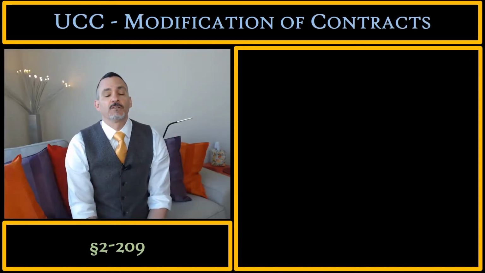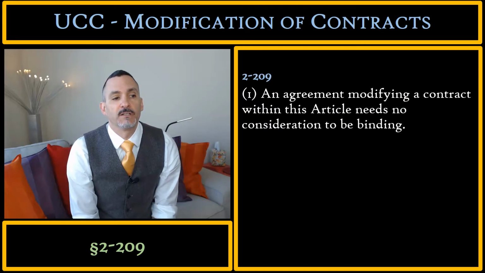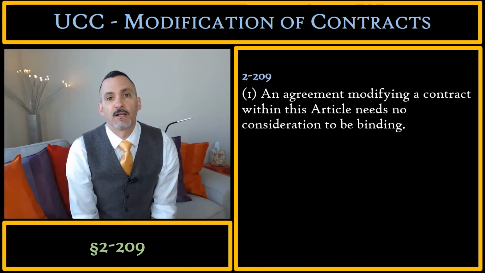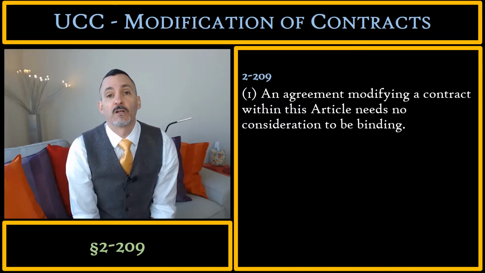All right, first let's look at 2-209 of the UCC, which deals with modification of contracts. Now, if you read it, it says, an agreement modifying a contract within this article needs no consideration to be binding, which is in sharp contrast to the common law majority approach. Under the common law, a modification of a contract requires consideration. We talked about how that can be done.